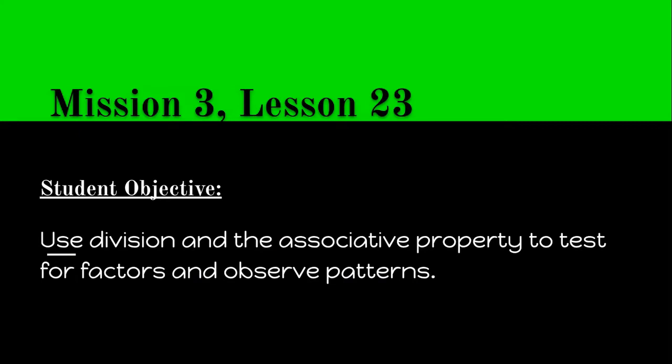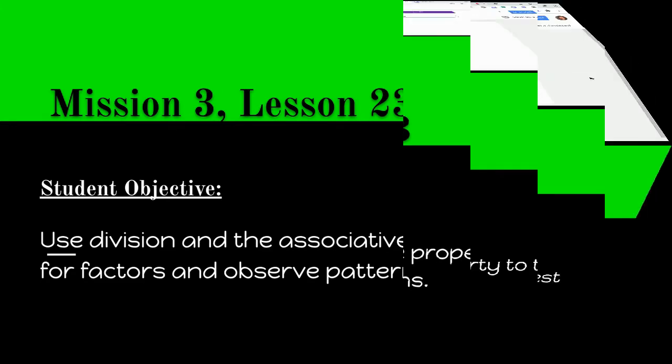All right, our student objective for this lesson is to use division and the associative property to test for factors and observe patterns. Essentially, we're going to use division to determine if one number is a factor of another number. I'm going to explain that, and we're going to go over a couple of examples. So let's do that right now.